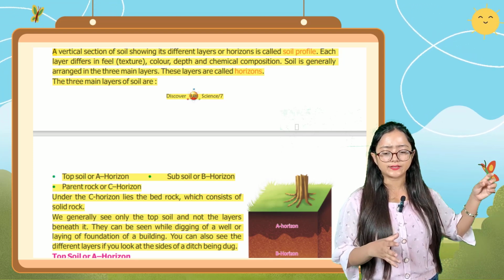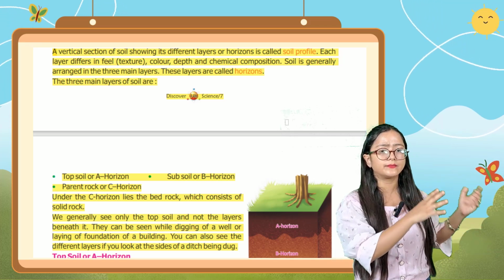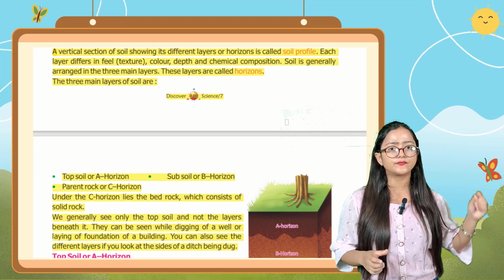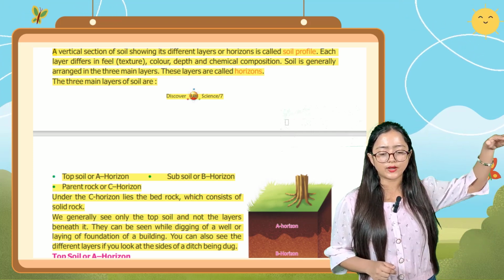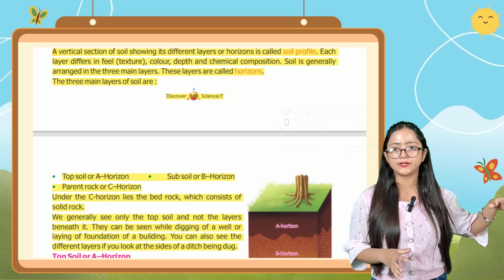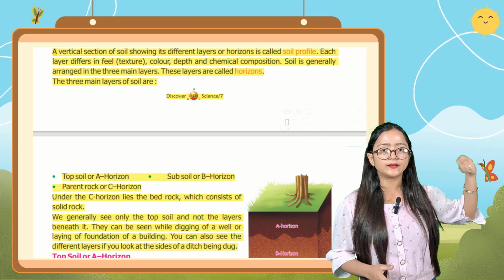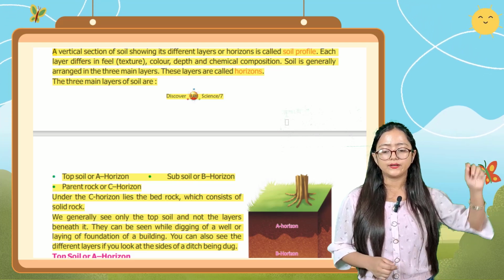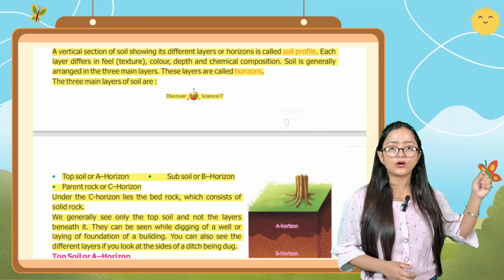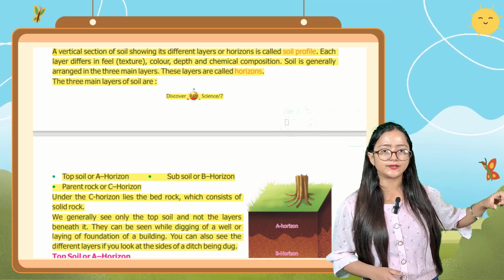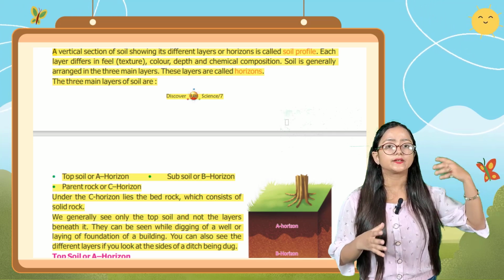Under the C horizon lies the bedrock, which consists of solid rock. We generally see only the topsoil and not the layers beneath it. They can be seen while digging a well or laying the foundation of a building. You can also see the different layers if you look at the sides of a ditch being dug.